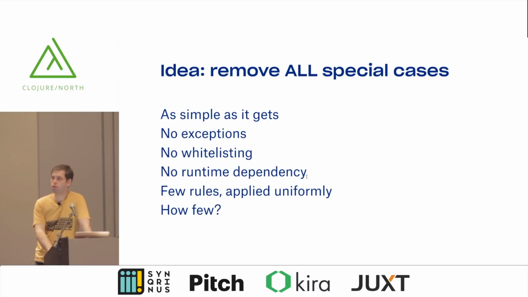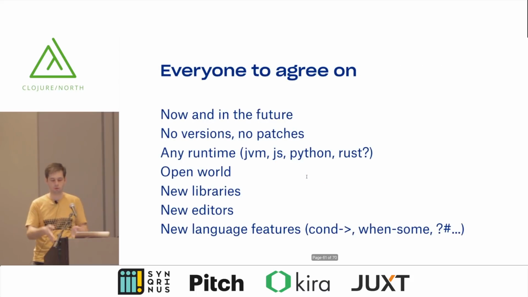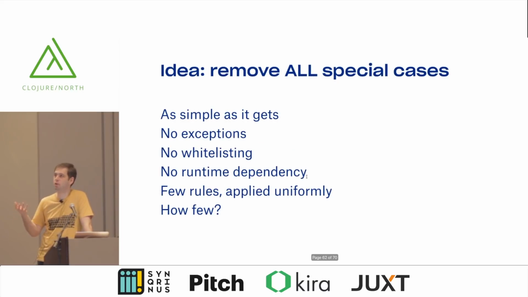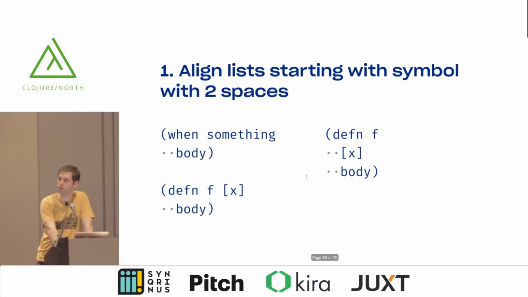So how do you approach such a problem? How do you design a tool that will work for now and for all possible future libraries and changes to the language? Well, you remove as many special cases as you can, right? You make it as simple as it gets. You cannot rely on whitelisting, exceptions, or runtime dependency, just a few rules applied uniformly. And it looks like you can actually reduce everything we have in the Clojure style guide to just 2 rules, right?